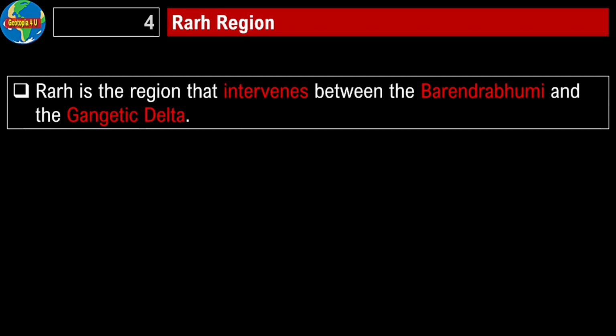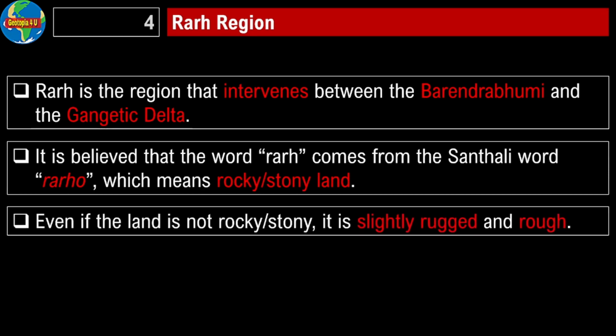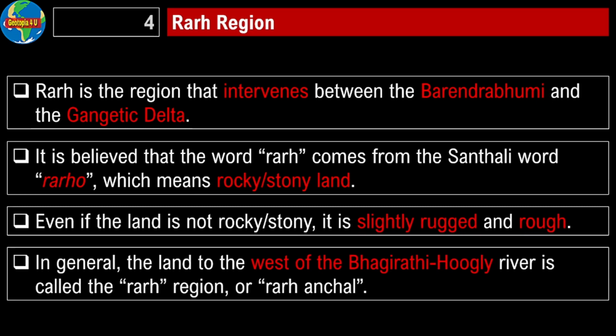Rar is the region that intervenes between the Borendra Bhumi and the Gangetic Delta. It is believed that the word Rar comes from the Santali word Rarho, which means rocky or stony land. Even if the land is not rocky or stony, it is slightly rugged and rough. In general, the land to the west of the Bhagirathi Hooghly river is called the Rar region or the Rar Anchal.